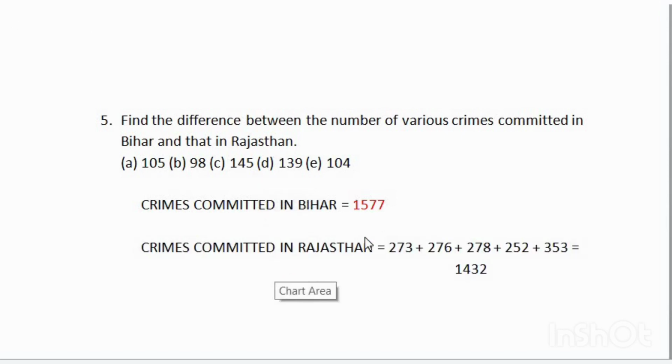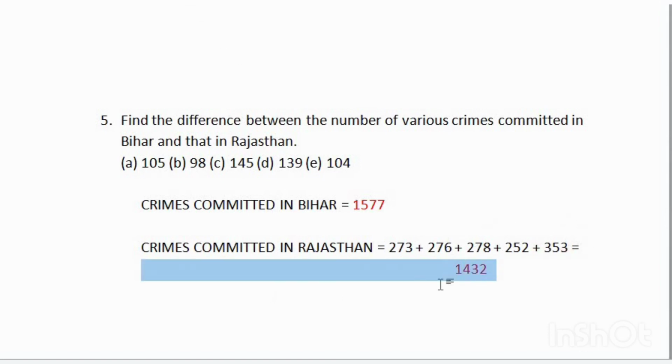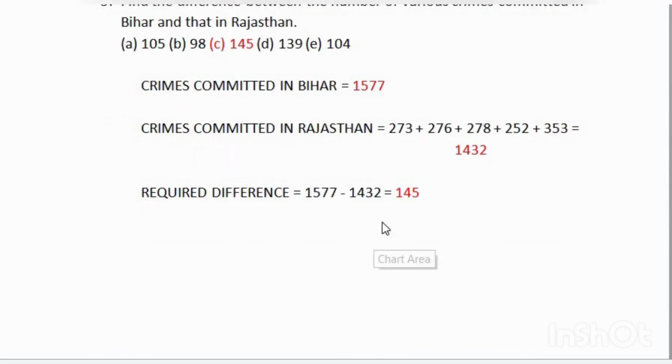From the table, the crimes committed in Rajasthan will be these. These are the values we obtained from the table, and on adding all these values, you will get the answer as 1432. The question is to find the required difference between these two. That means you have to subtract 1432 from 1577. So on subtracting, you will get the answer as 145. Option C is the answer.